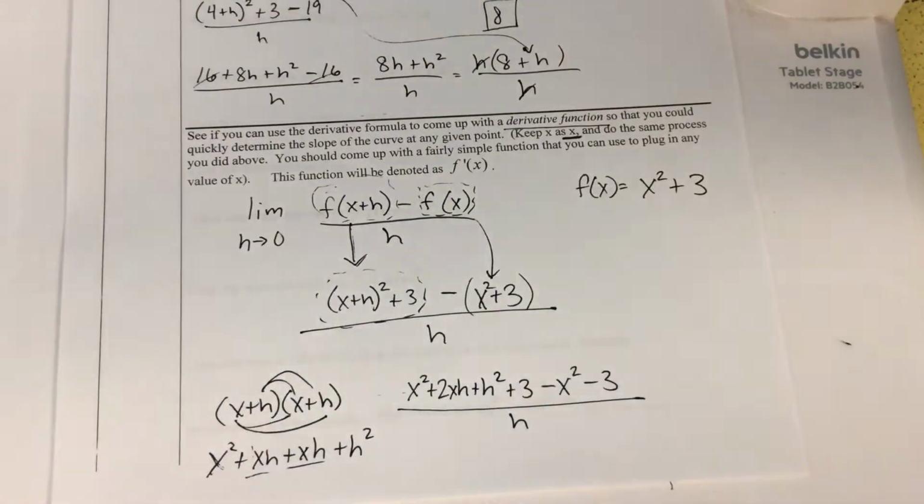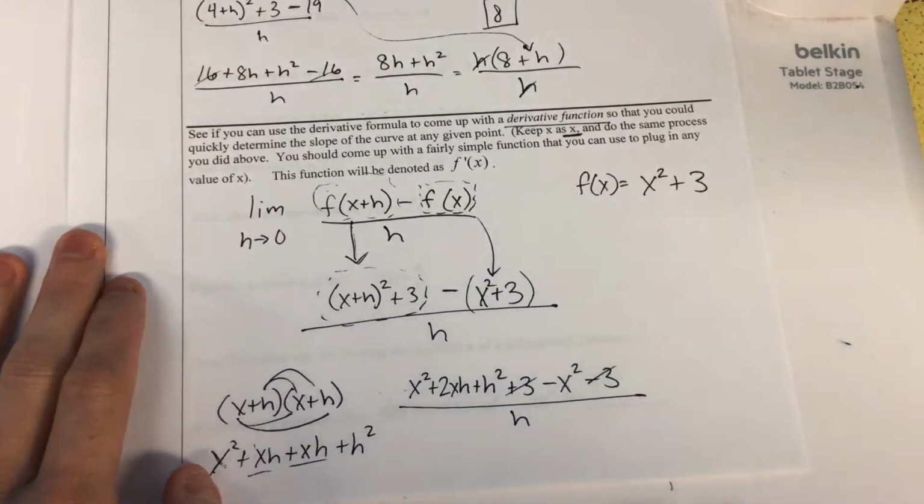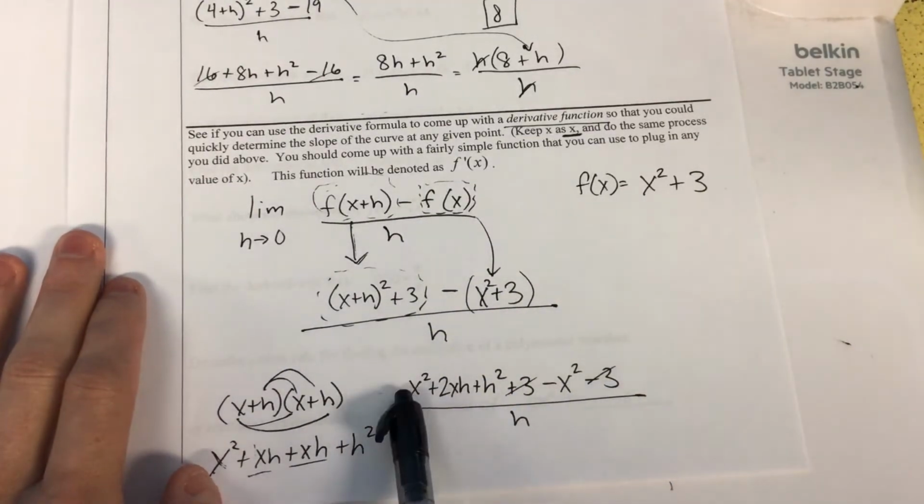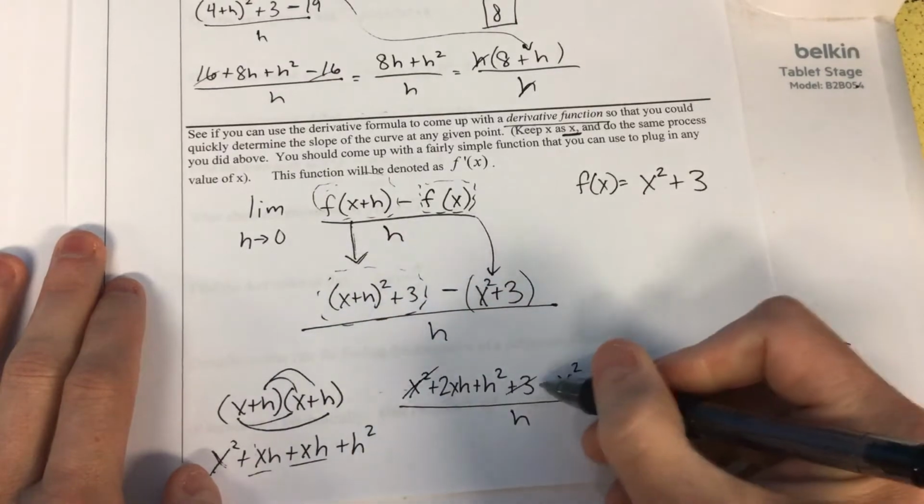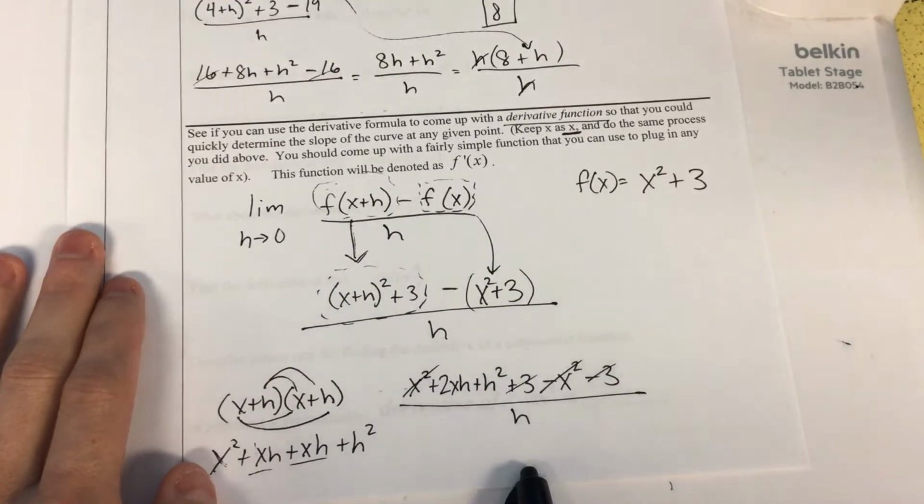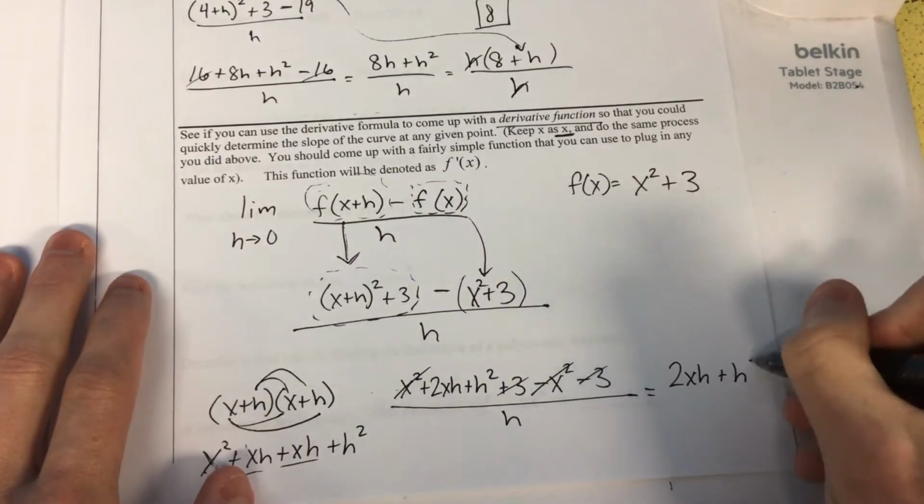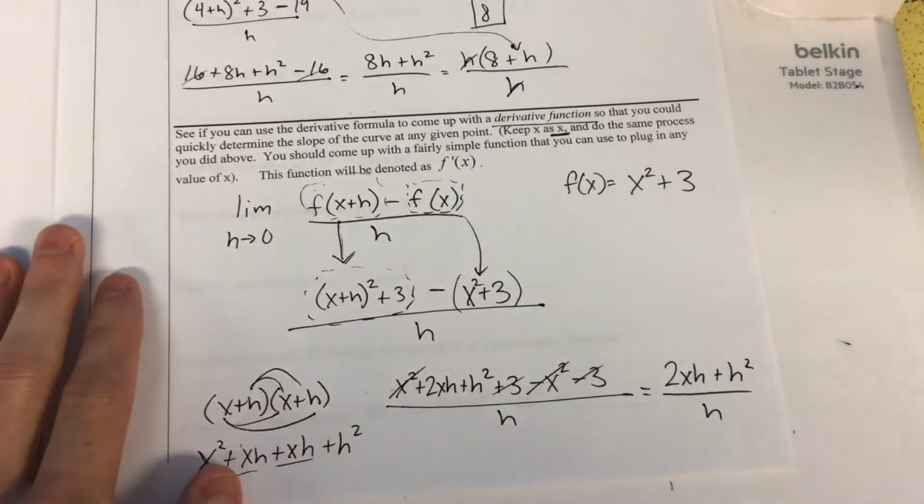And then just like with all derivatives, a lot of this stuff will cancel out. You see a positive 3 and a minus 3 in the same set of terms. That's going to cancel out. Positive x squared minus x squared, that's going to cancel out. So we have 2xh plus h squared left on the top over h.